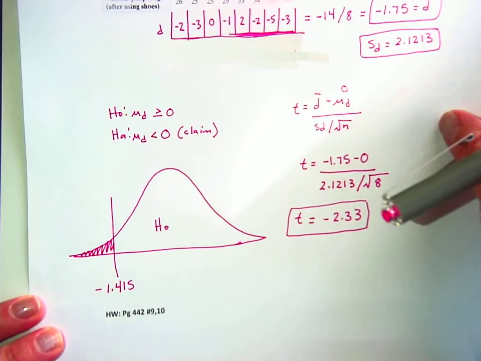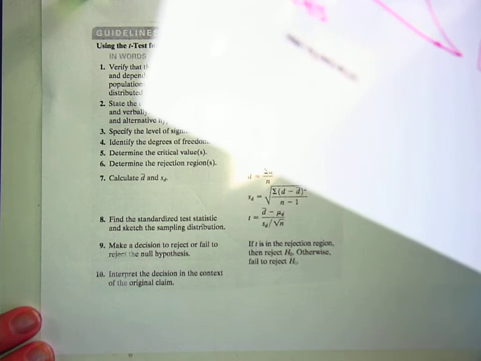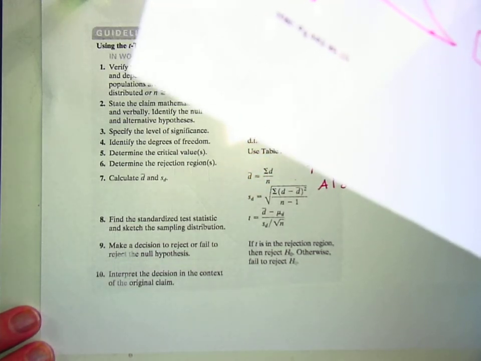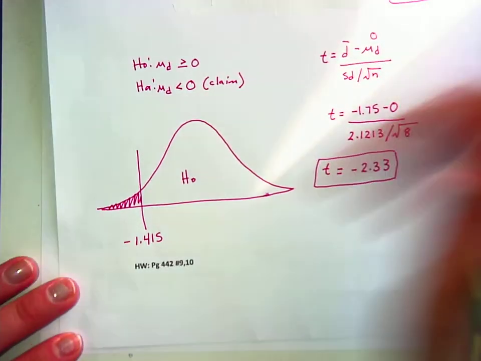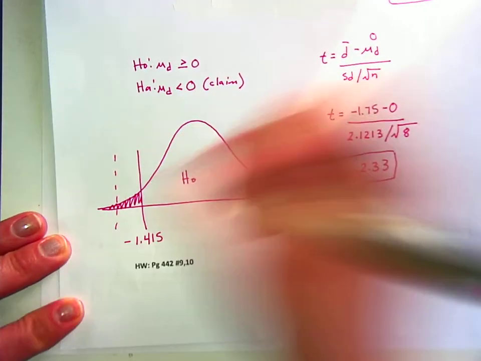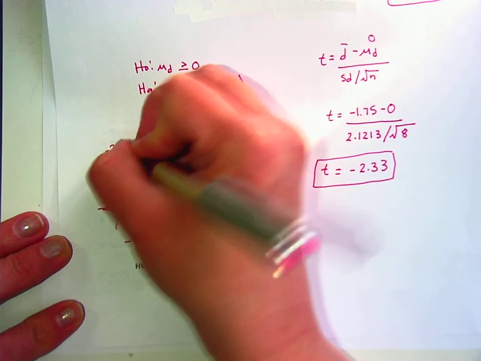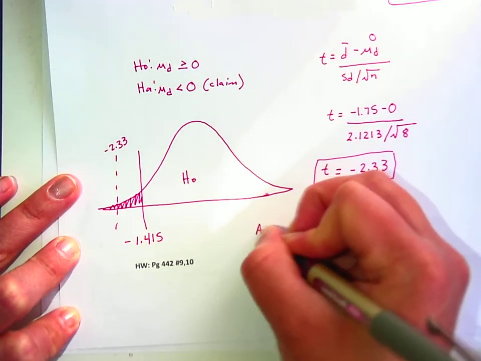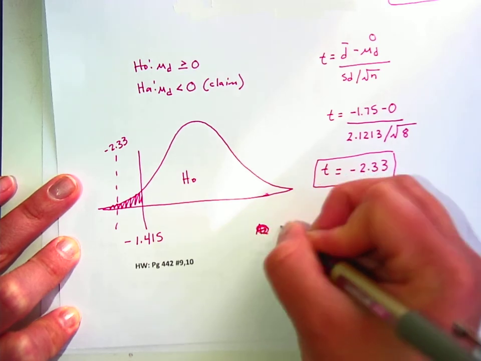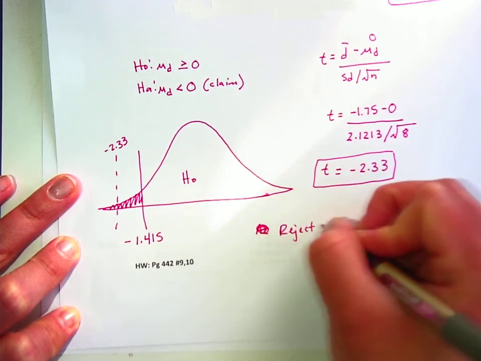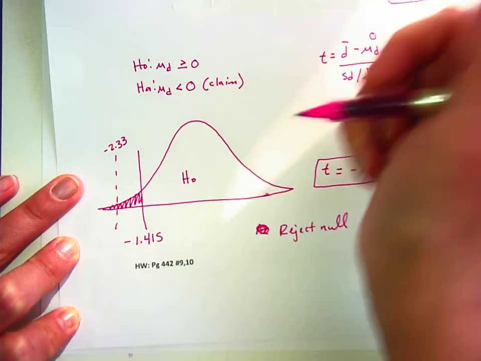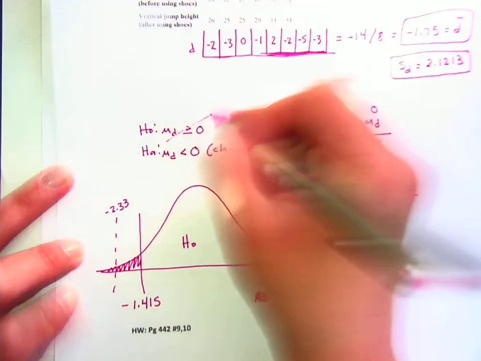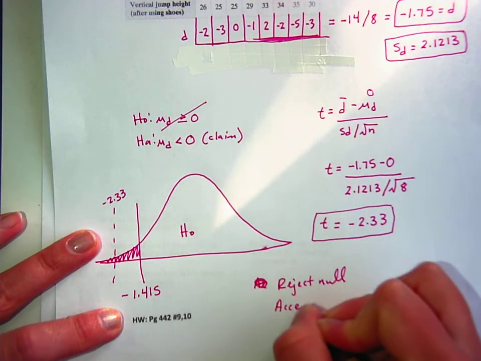Okay, so now I've got my test statistic. Now I have to make a decision whether to reject or accept the null hypothesis, and then I have to figure out about the claim. So my test statistic hits here, -2.33. That means that I reject the null. Okay, because it went over here into the rejection region, so I'm going to reject the null and accept the claim.